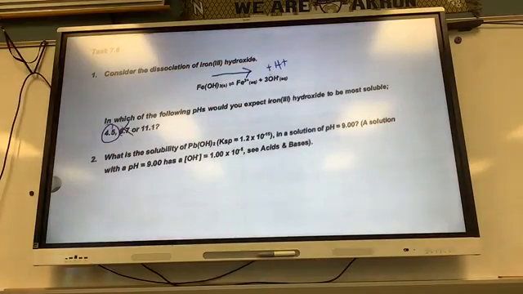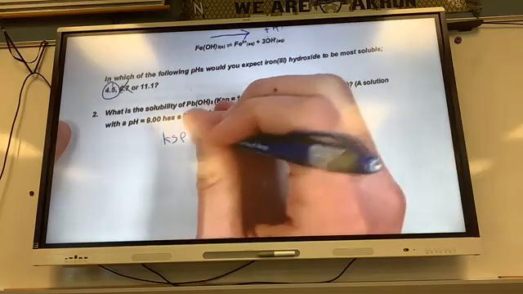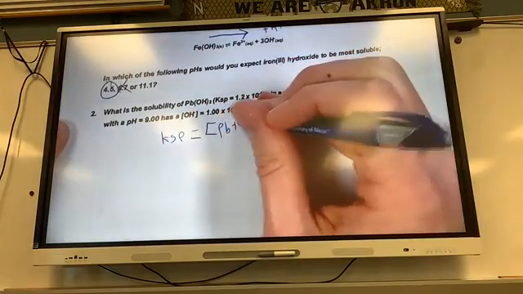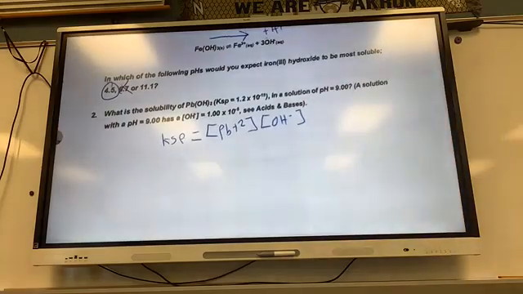Nice work. What is the solubility, KSP, of Pb(OH)2 in a solution of pH 9? A solution with a pH 9 has a concentration of OH- of 1 times 10 to the negative fifth. Soon you'll know about pOHs and all that stuff more. So step 1 would be what? Write your KSP. So KSP equals the concentration of Pb 2+ times OH- to the what?